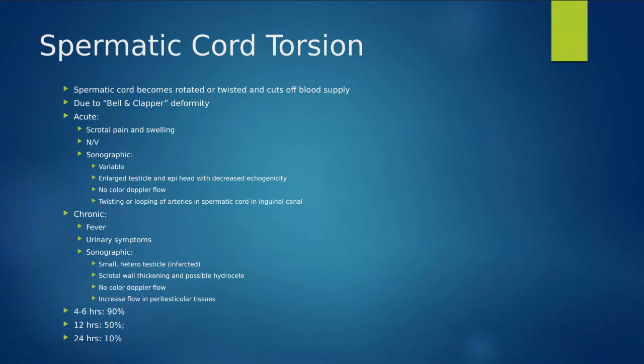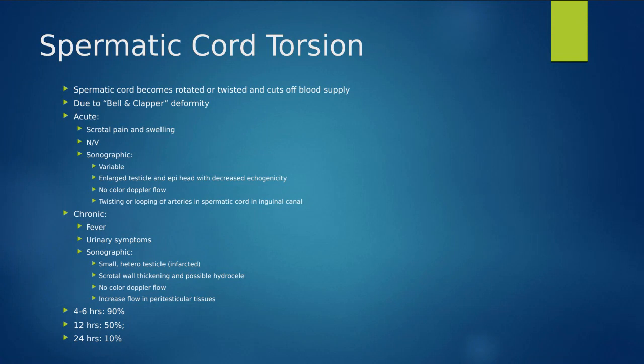When that spermatic cord twists on itself, it's going to cut off that arterial blood supply. Now that arterial blood supply, if those tissues aren't getting that blood flow, they're going to start to die off. And that is what we call ischemia, when we don't have blood supply, and necrosis is when we have tissue death because of ischemia. This is commonly caused by bell clapper deformity.